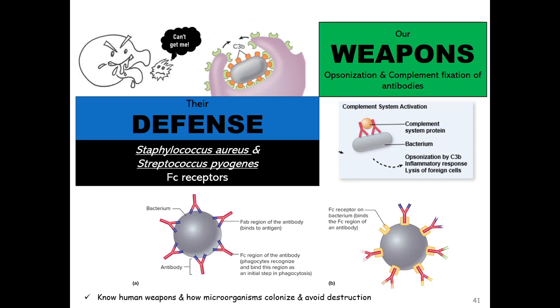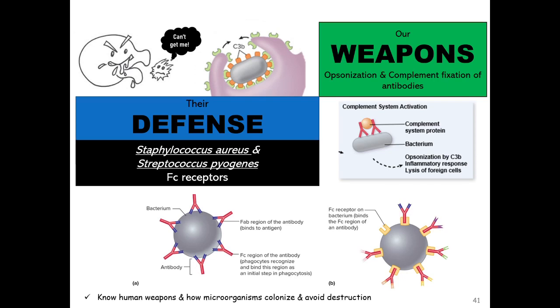Just reminding you, I showed you this slide before, as far as weapons: we tag things that aren't us with complement, C3b, and those act as opsonins. Staphylococcus aureus and Streptococcus pyogenes can inactivate that. It's like if they get stuck with complement, they just get it off. Because they attach our complement deactivating protein. And remember, with complement we get opsonization, inflammation, and the membrane attack complex, so it just doesn't work.